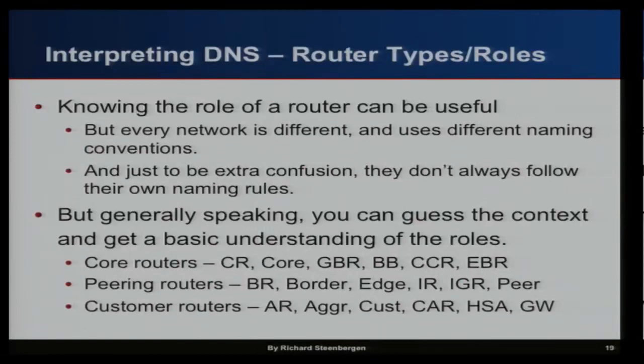So the other thing I said you could get out of DNS is the router types and roles. Every network has a different standard, right? You know, what's a core, what's an edge, what's a peering box, what's a customer aggregation box. Most people kind of mostly mean the same things, and you can have an understanding of what those devices are, and then again how they're going to behave.